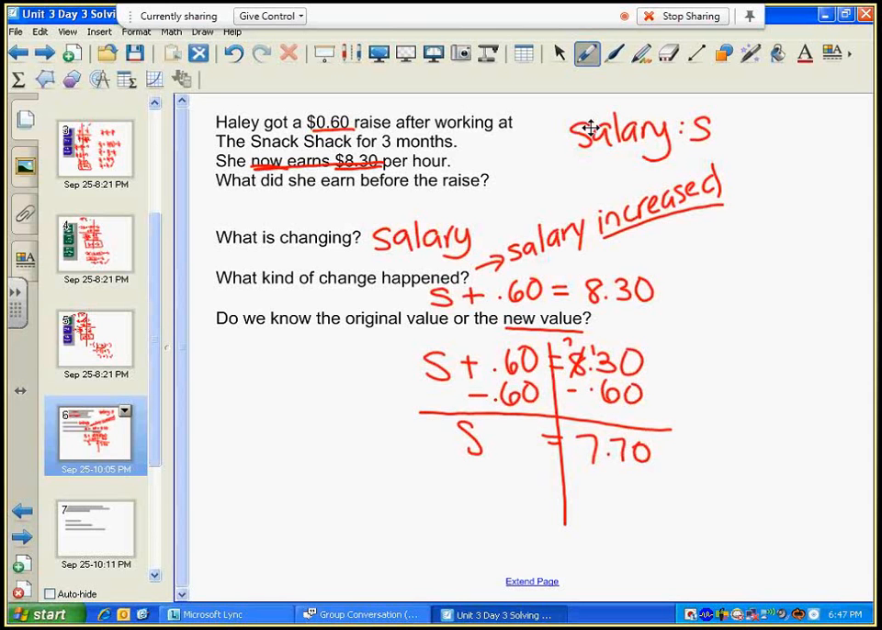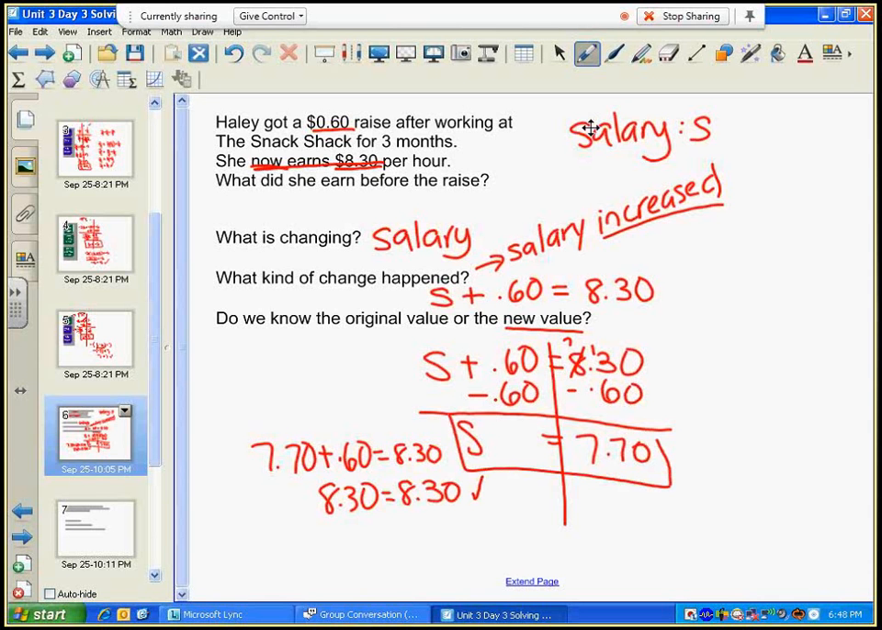Let's check it out and see. So she got a 60-cent raise. Let's put 7.70 in my equation. Is 7.70 plus 0.60 equal to 8.30? Let's see. 7.70 plus 0.60 is $8.30. That equals $8.30. Yes, it checks out. So it's true. Her original salary was $7.70.